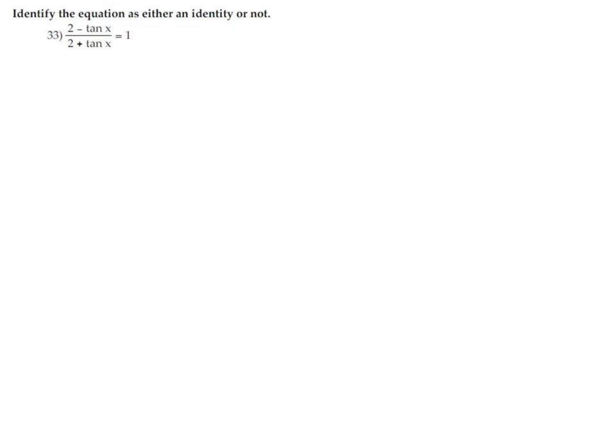Alright, the left side, 2 minus tangent x over 2 plus tangent x. I don't really see any identity that I could use. Nothing's coming to mind. What I want to do is check this one before I do a whole bunch of identity work. I'm going to let x equal pi fourths, or let's do 45 degrees, so I don't have to write fractions.